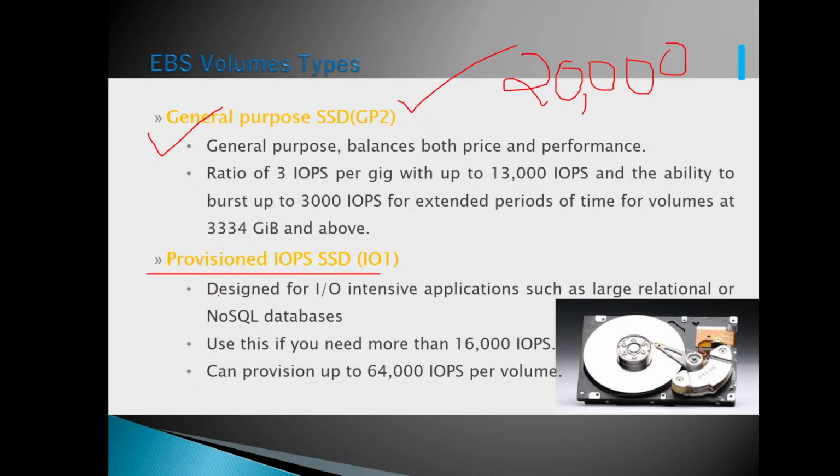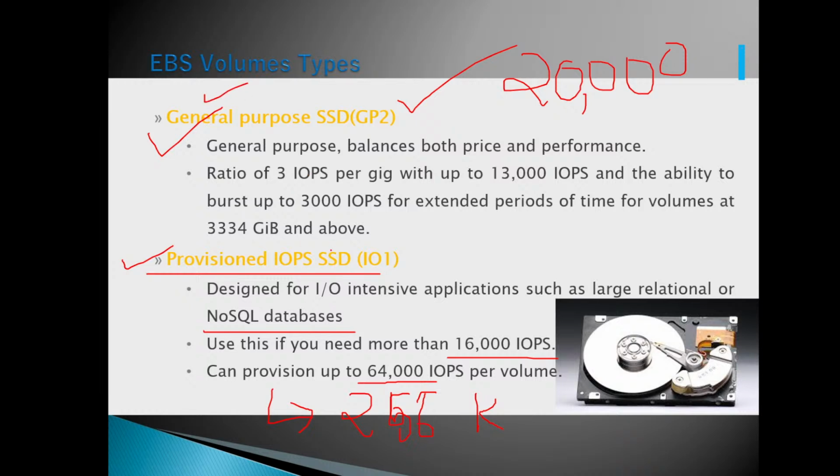Now, what is provisioned IOPS? It is designed for IO-intensive applications such as large relational databases and NoSQL databases. Use this if you need more than 16,000 IOPS. It can go up to 64,000 IOPS, and now they have launched a version where you can go up to 256,000 IOPS. But this is more expensive as compared to general purpose.